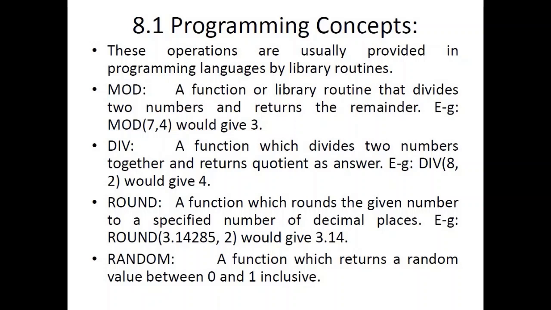The first one is mod, a function or library routine that divides 2 numbers and returns the remainder. For example, mod 7, 4 would give you 3, as mod is basically the modulus function. Div, division, is a function which divides 2 numbers and returns the quotient as the answer. For example, 8 div 2, with parentheses, would give 4. Mod and div both divide the first number by the second number provided. Mod gives you the remainder, whereas div gives you the quotient.